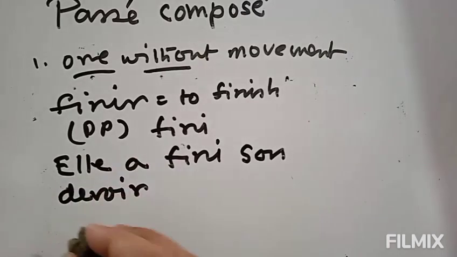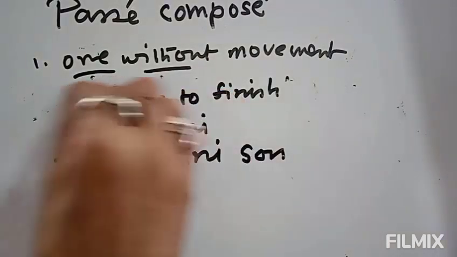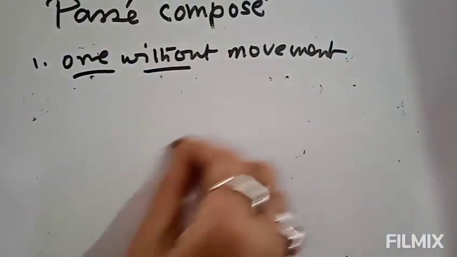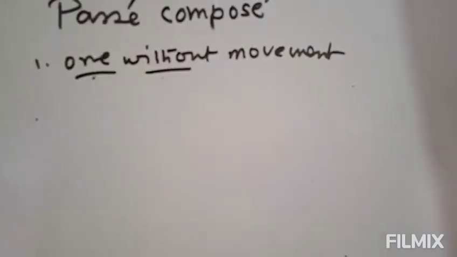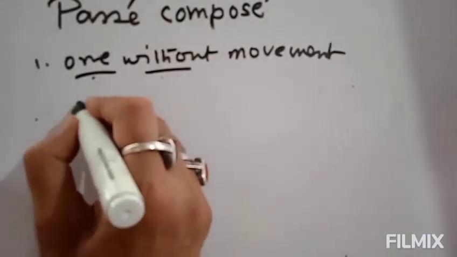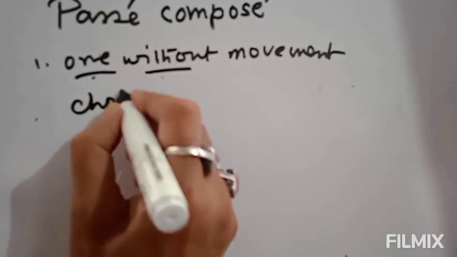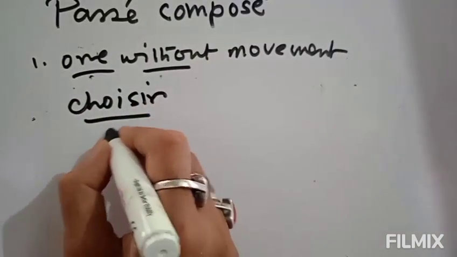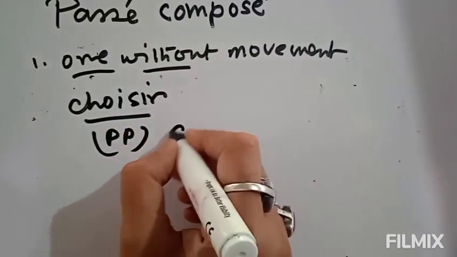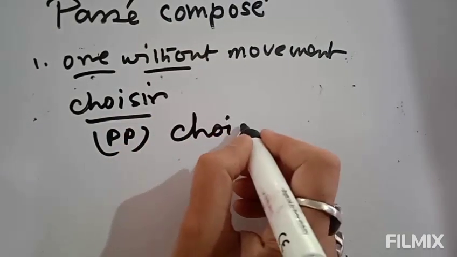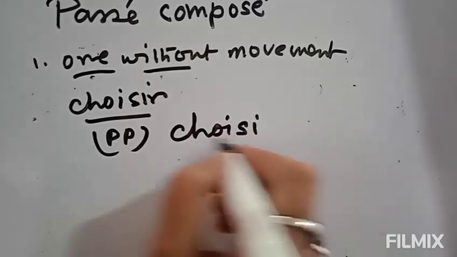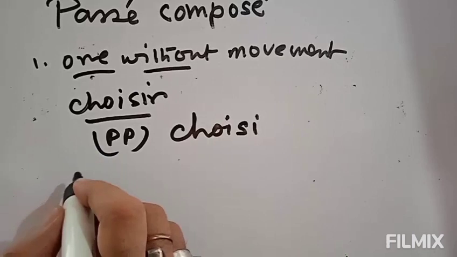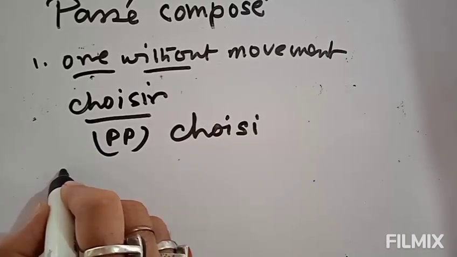Now, this is the common IR-ending verb. Another IR-ending verb, I am showing you now: choisir. This is also the same category. The PP is choisi. Choisir, choisi is the PP. Now if you get the PP, your passé composé is ready.